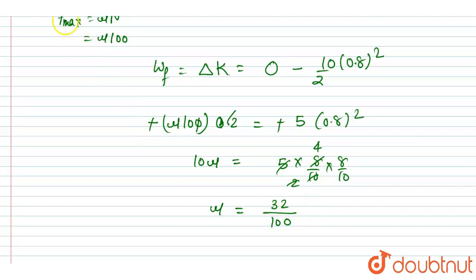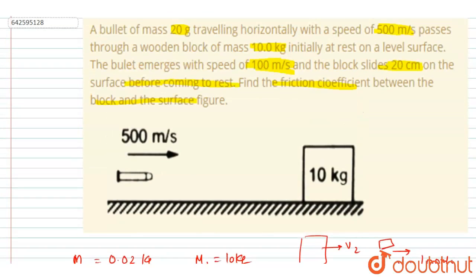So yeah, if you solve this, 2 is also here, so I will take this 2. So if you solve this, you'll get 0.16 as the mu. So this will be the friction coefficient between the block and the ground. So the friction coefficient here is 0.16, and this is our answer.